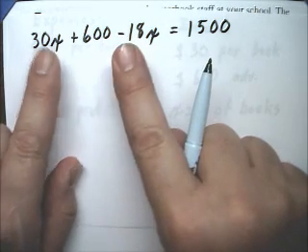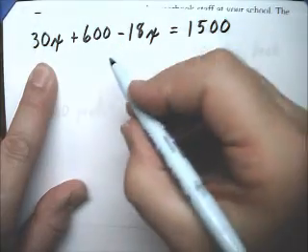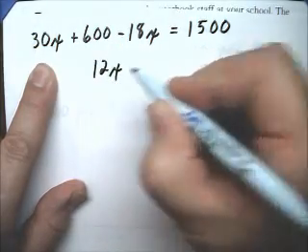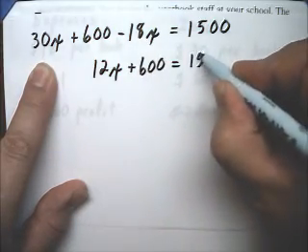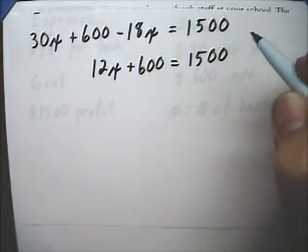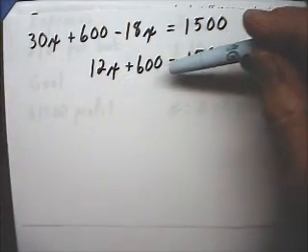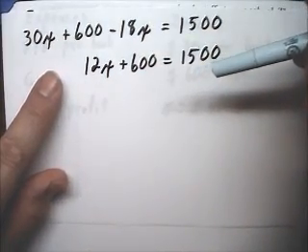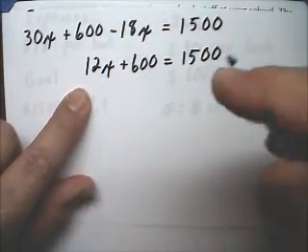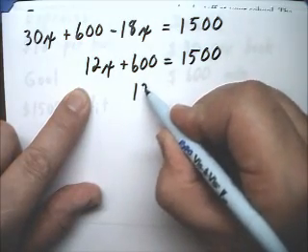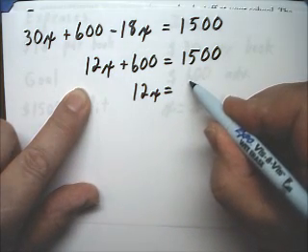So the first thing is there's like terms here. 30x take away 18x, and that's 12x. So 12x plus 600 equals 1,500. Now it looks very similar to the equations that we've been solving, just like this one. And the plan is going to be to subtract 600 from both sides, and then lastly divide by 12. So when I subtract 600 from both sides, that's 900.